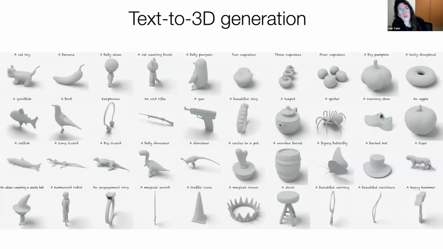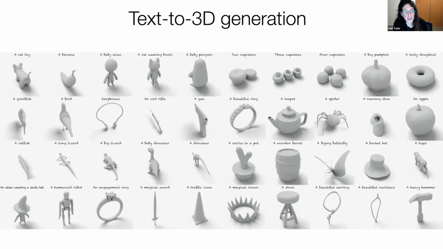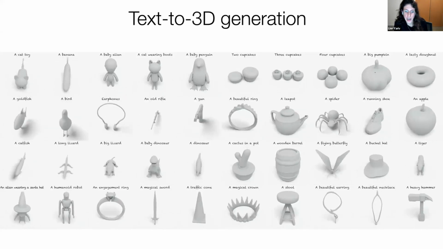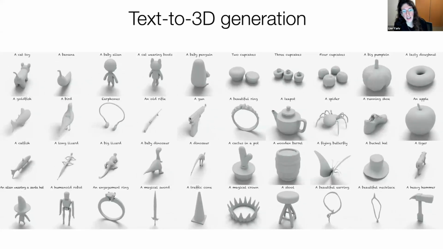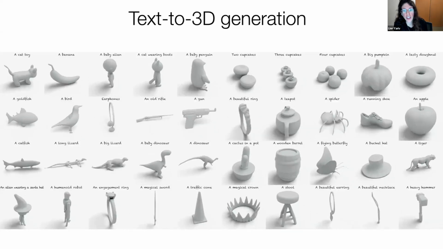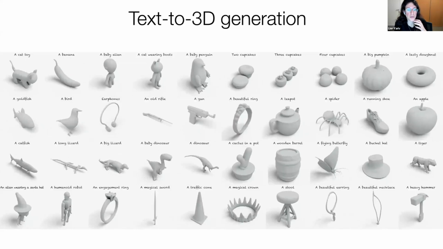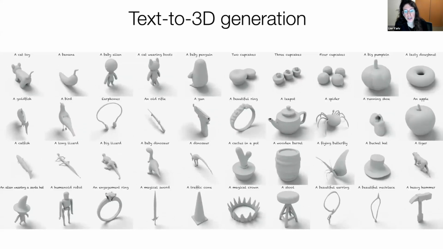Another thing that is cool that we did in this work is text-to-3D generation. So we have a data set of around 700 pairs of captions and shapes. And we show that we are able to do text conditioning generation.